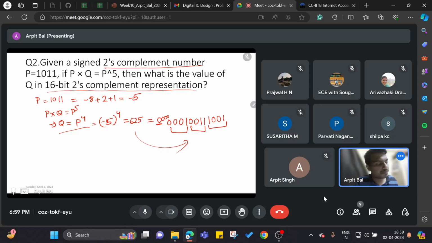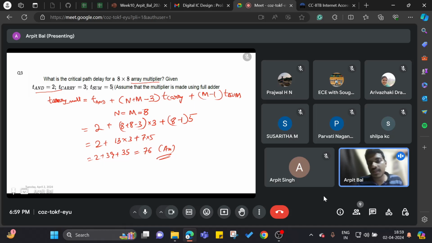2's complement form. Next question was related to array multiplier, and we were supposed to figure out the critical path delay for this configuration. We have the formula available with us, that T array multiplier equals T and plus N plus M minus 3 into T carry plus M minus 1 T sum. In our case it was an 8 cross 8, so N equals M equals 8, and you can evaluate the answers.